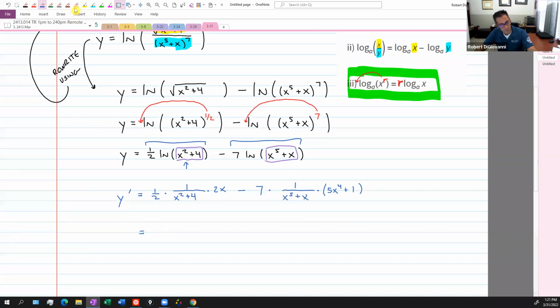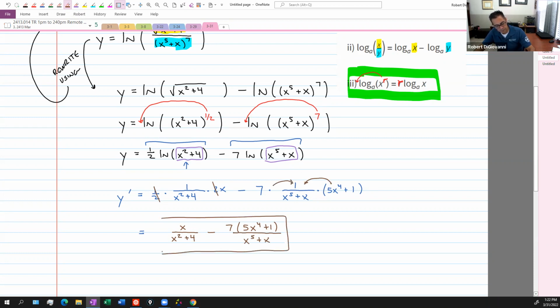Going to clean it up. 1/2 of 2 goes away. So I just have an x on top, x squared plus 4, minus, let me see, I'll just put that 7 up top with the 5x to the 4th plus 1, and then put that all over x to the 5th plus x. So I just slid this on top, moved this up here, and that's my answer. Much, much, much better than doing it the other way.